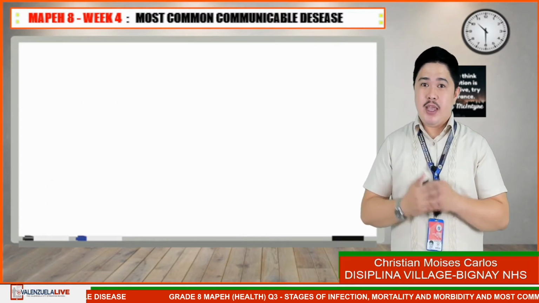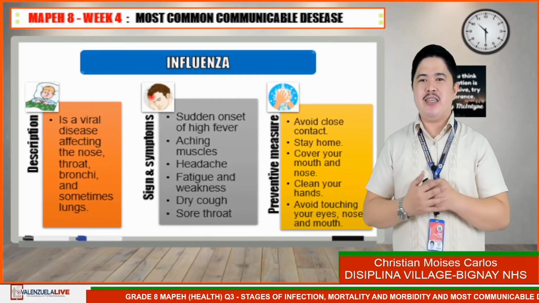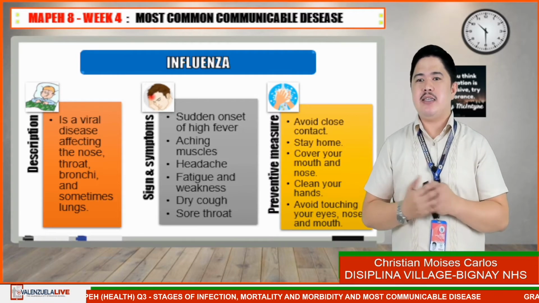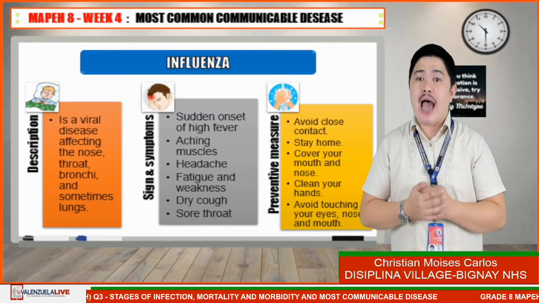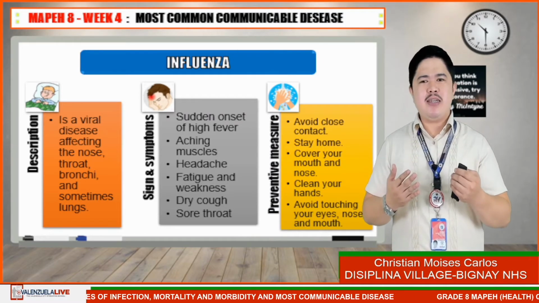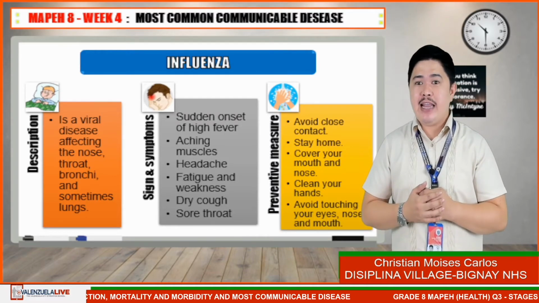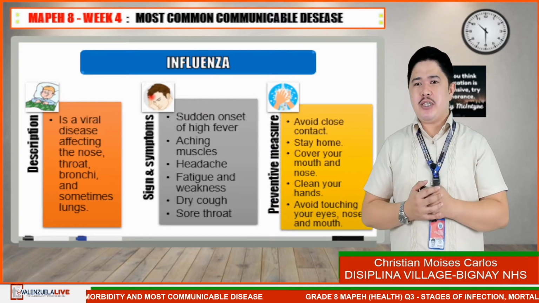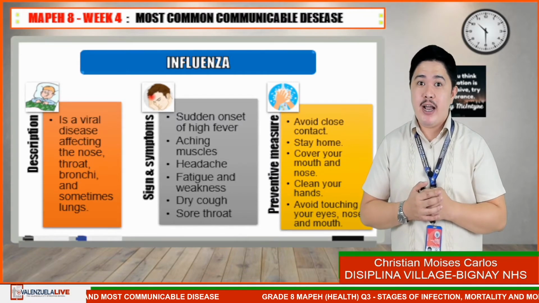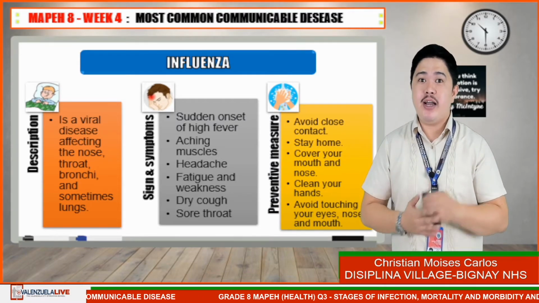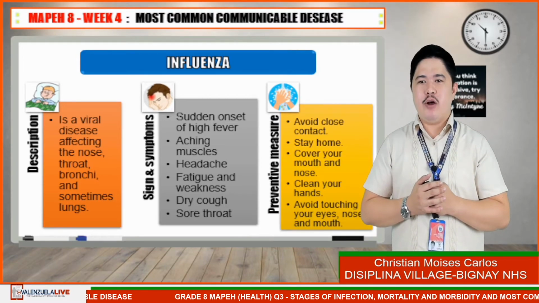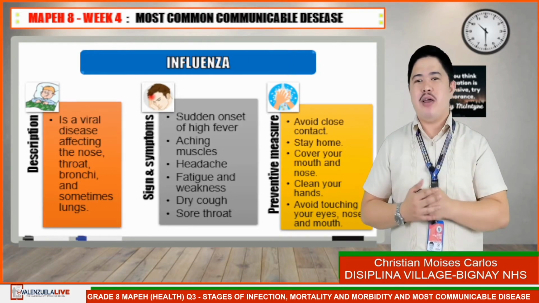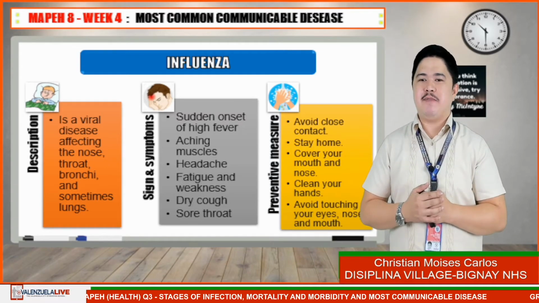Next disease is influenza. Influenza is a viral disease affecting the nose, throat, bronchi, and sometimes lungs. Signs and symptoms: sudden onset of high fever, aching muscles, headache, fatigue and weakness, dry cough, and sore throat. Preventive measures: avoid close contact with people who are sick, stay home when you are sick, cover your mouth and nose, clean your hands, avoid touching your eyes, nose, and mouth. Practice other good health habits.